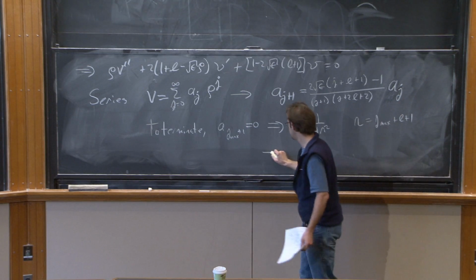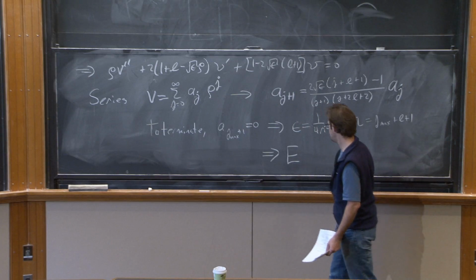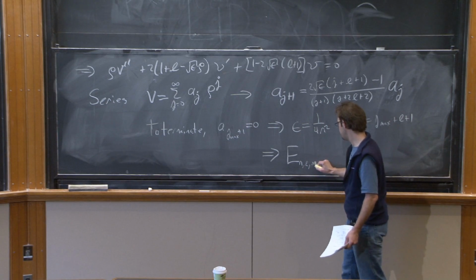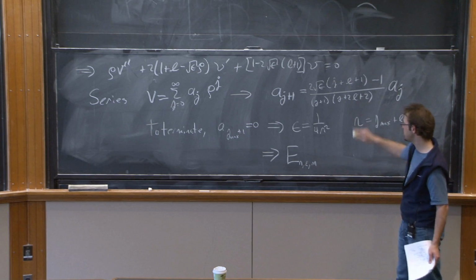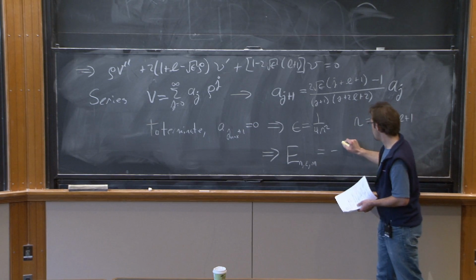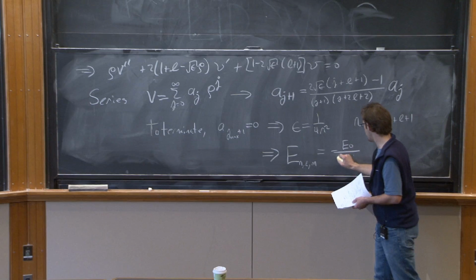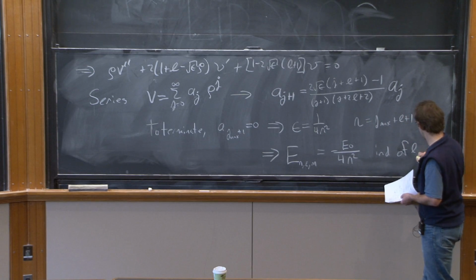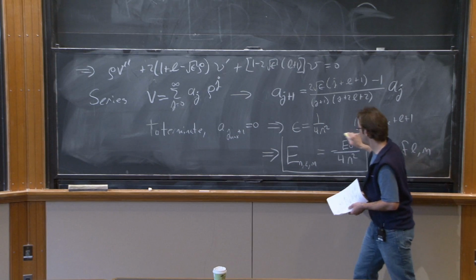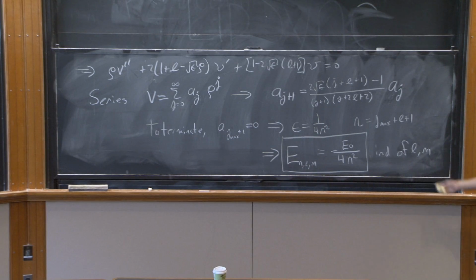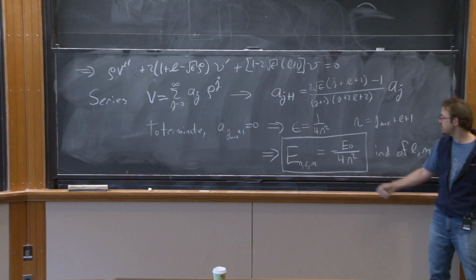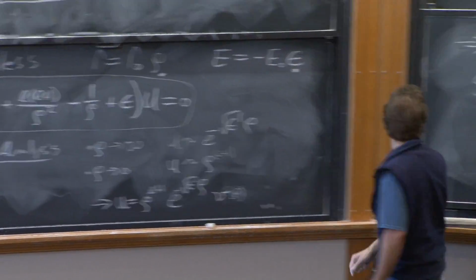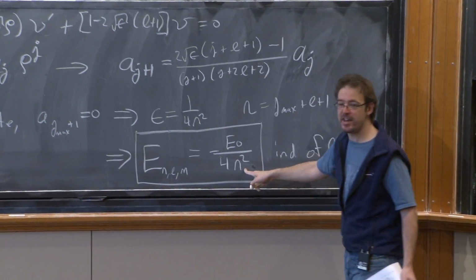What this tells us is that the energy is labeled by an integer n, an integer L, and an integer m. These are from the spherical harmonics, and n came from the series expansion. And it's equal to minus E naught over 4 n squared, independent of L and m. So by solving the differential equation exactly, which in this case we kind of amazingly can, what we discover is that the energy eigenvalues are indeed exactly 1/4 of E naught, and they're spaced with a 1 over n squared, which does two things.